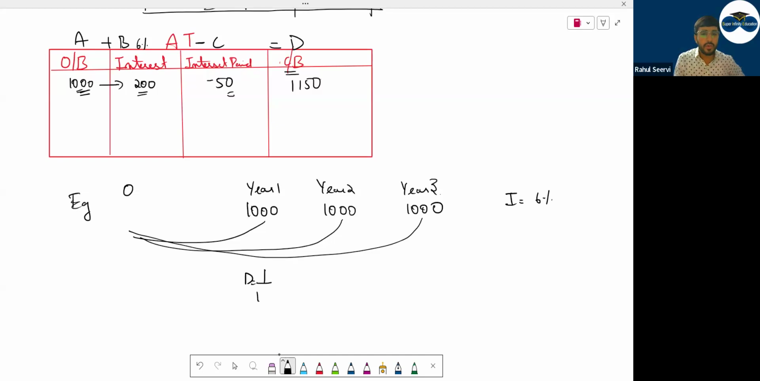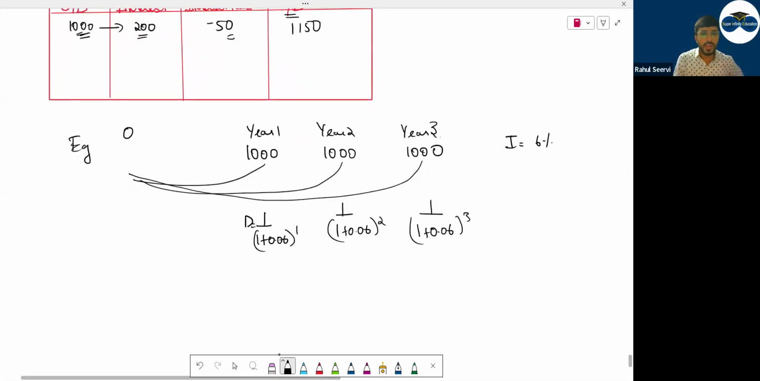Discount rate: 1 divided by 1 plus 0.06 to the power of 1, 1 divided by 1 plus 0.06 to the power of 2, 1 divided by 1 plus 0.06 to the power of 3. If you do this, what is the answer you will be getting? What is the discount factor for year 1, year 2, year 3? 1 divided by 1.06 is equal to 0.943. The second time, you will get 0.889. Third time, you will get 0.839.